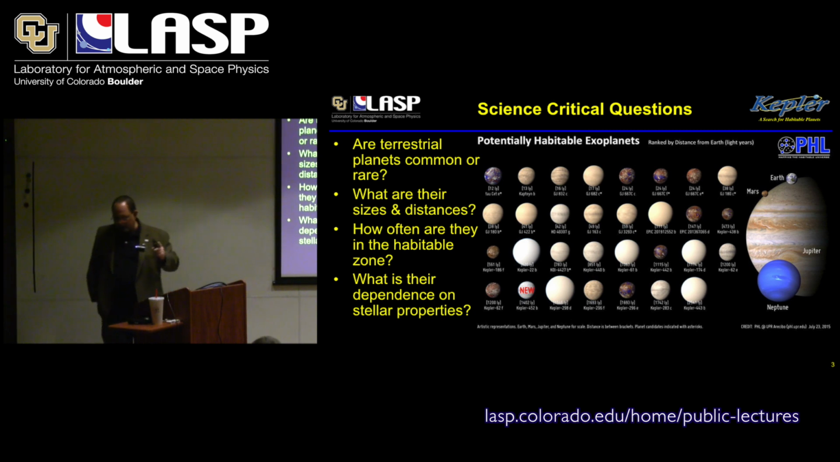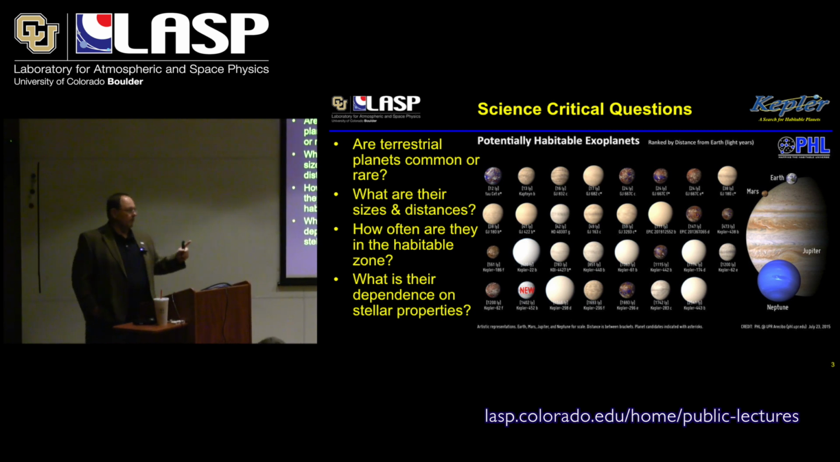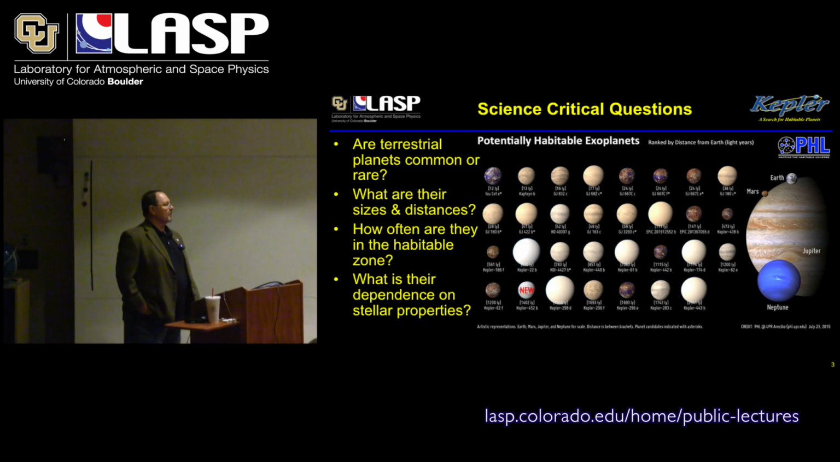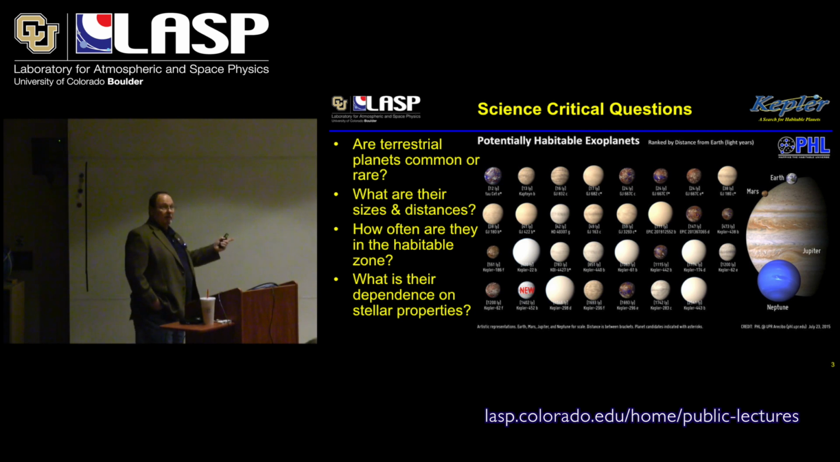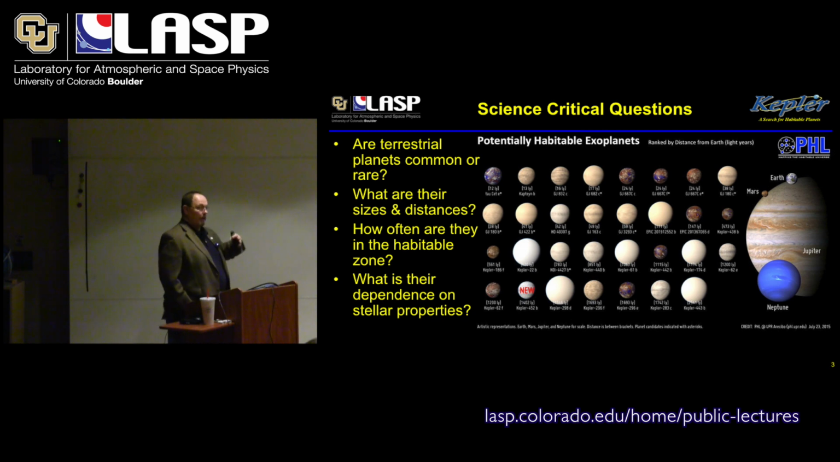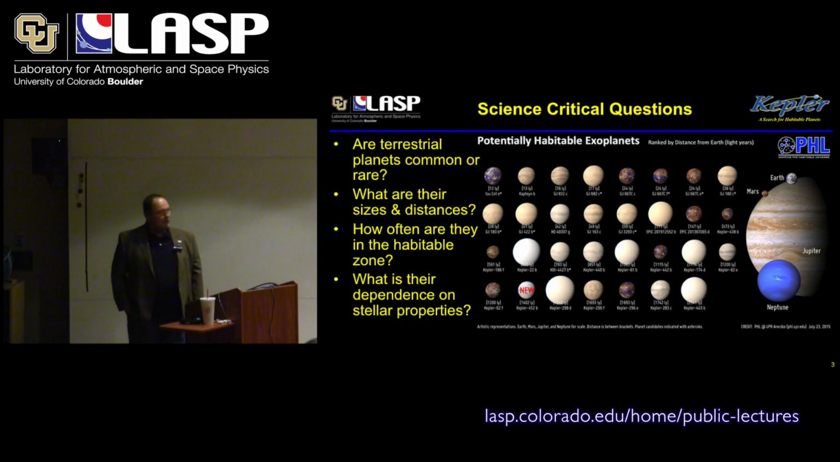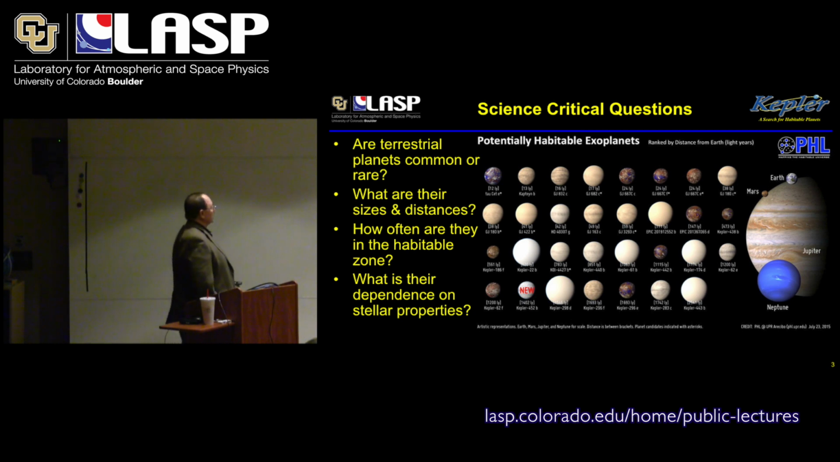Kepler wanted to answer some significant science questions. Are terrestrial planets common or rare in the galaxy? Whether they are common or rare, if we have them, what are their sizes? What are their distances from their stars? How often are they in the habitable zone, which is what we define as where liquid water can exist on the surface and pool in the valleys?